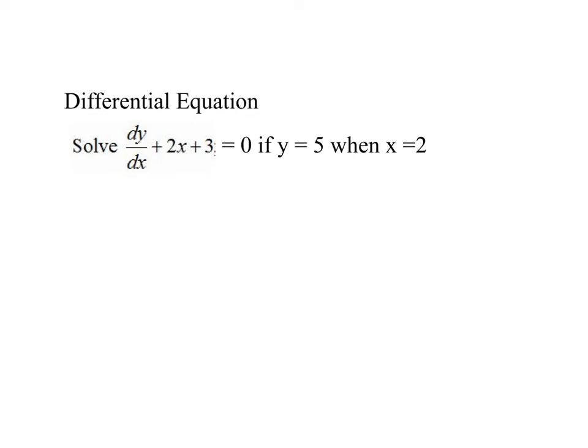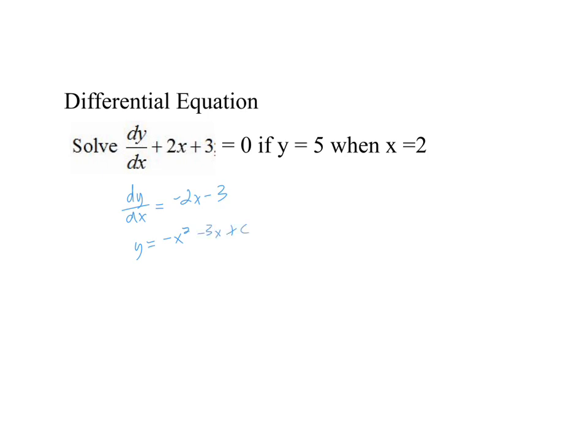Okay, here's another one written in a different way, but you can see it's still pretty much the same. The only thing to do in this case is rearrange it first. So bring the minus 2x and 3 to the other side. Now when we do our antiderivative, we raise the power, divide by 2, so we'd get minus x squared. And this would be minus 3x plus c.